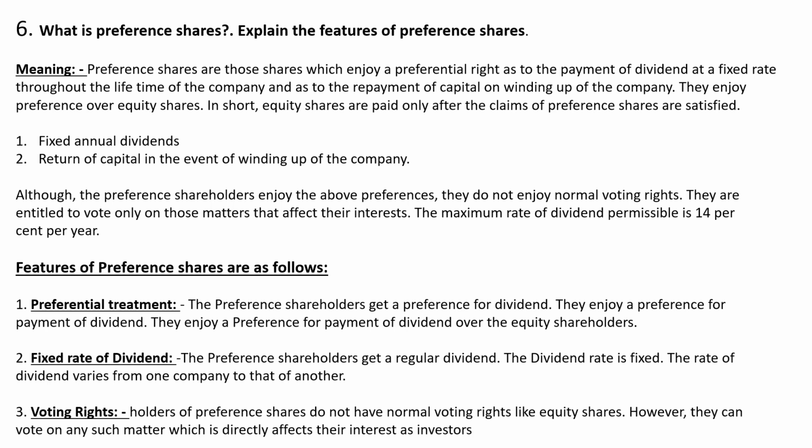Preferential treatment. The preference shareholders get a preference for dividend. They enjoy a preference for payment of dividend over the equity shareholders. Fixed rate of dividend. The preference shareholders get a regular dividend. The dividend rate is fixed. The rate of dividend varies from one company to another. Voting right. Holders of preference shares do not have a normal voting right like equity shares. However, they can vote on any such matter which directly affects their interest as investors.